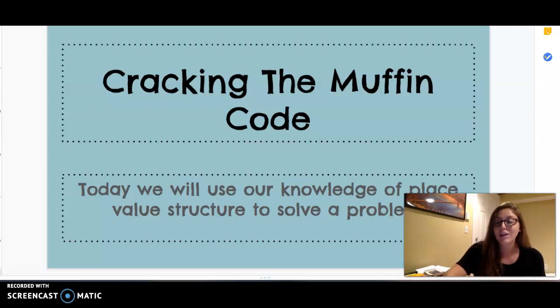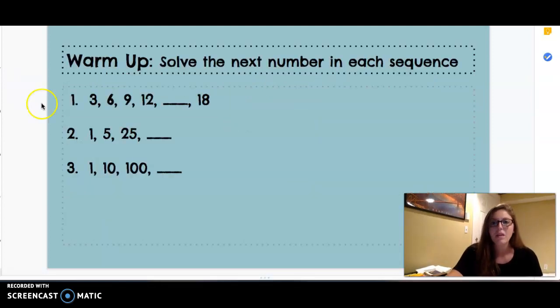So when we're cracking a code, we're going to be working with our knowledge of place value. I want you to think of everything you've learned so far on how to establish place value, understanding place value, and even how to answer a question in math in words. But before we really get into it, let's start with the warm-up. I want you to take a moment on a piece of paper or your whiteboard, and solve the next number that would come in each sequence. Pause the video, and when you're ready, press play.